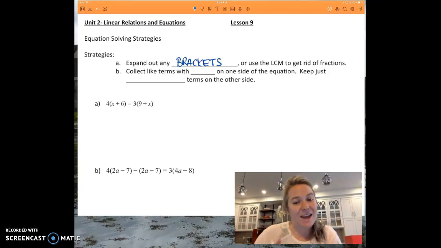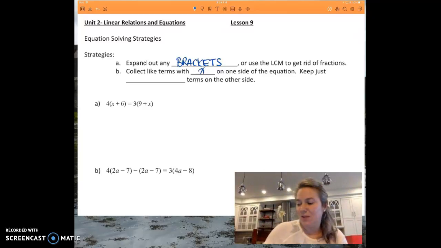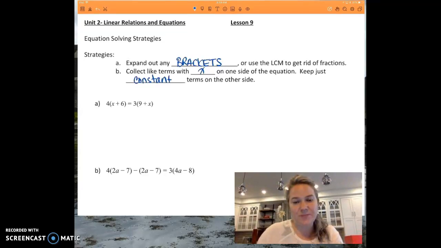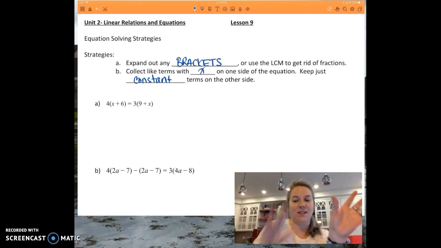We're going to collect any like terms with x or y or a or b, otherwise known as the variables. We're going to get all the variables that we're interested in on one side of the equation, and we're going to keep the constant terms on the other. So for the problems that we're going to be doing right now, we're only going to be looking at one variable. So it's easy to say we keep the variable on one side and all the constants on the other.